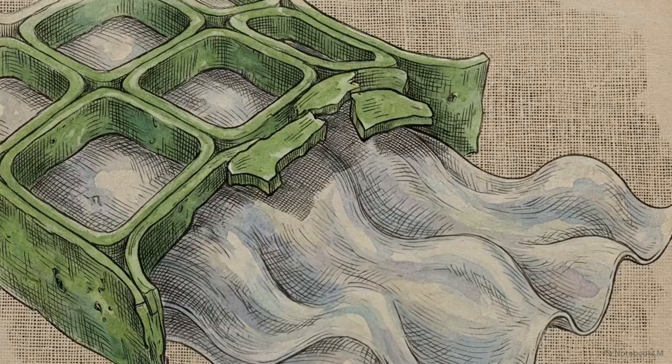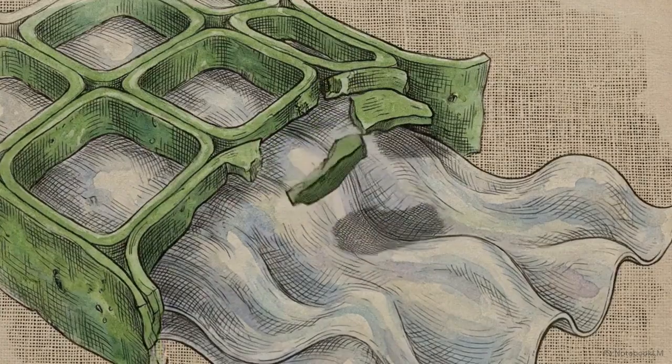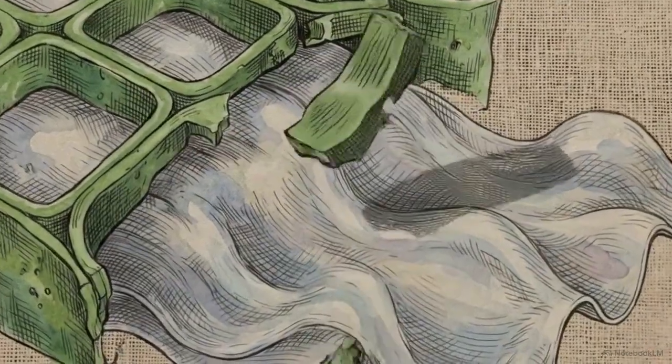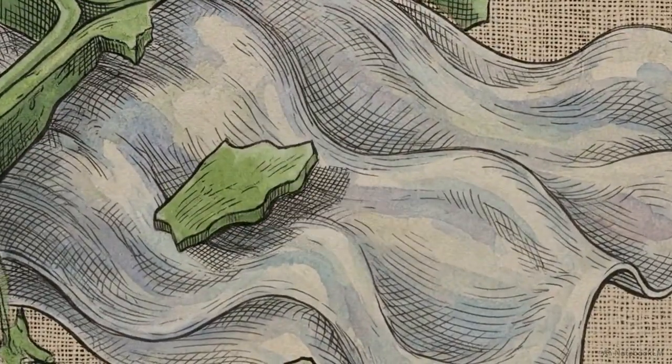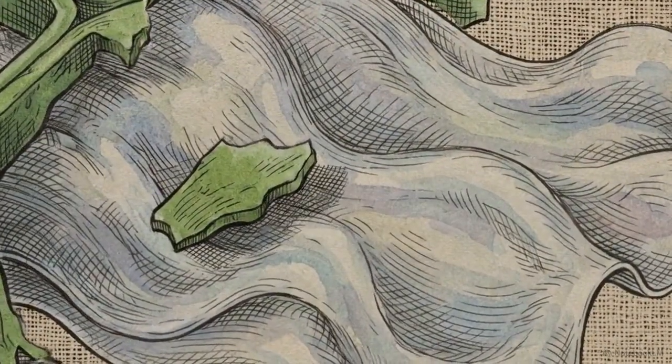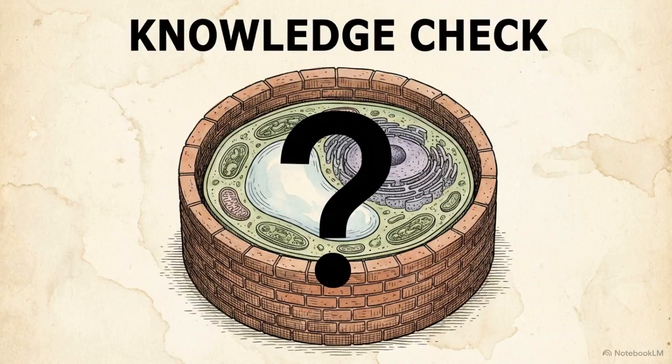If we peel away that rigid outer layer, we find the fluid cell membrane underneath. Animal cells lack a cell wall entirely, relying exclusively on this flexible, moving membrane to act as their boundary. Let's pause for a quick assessment. True or false? A cell wall stops all substances from entering the cell to protect it.